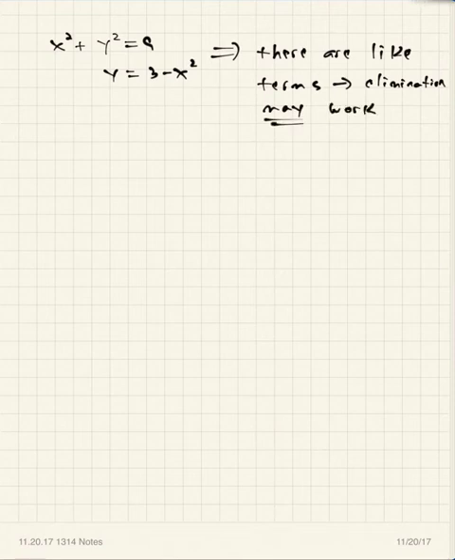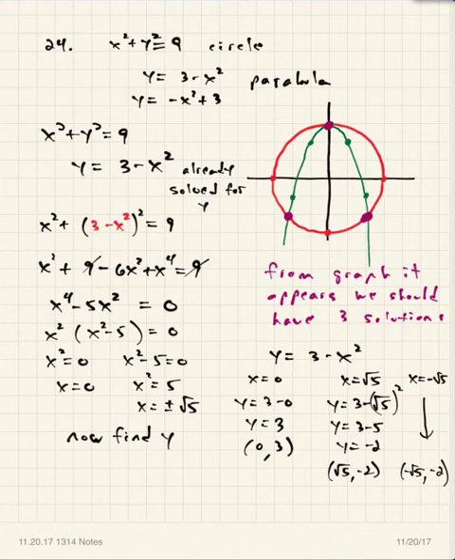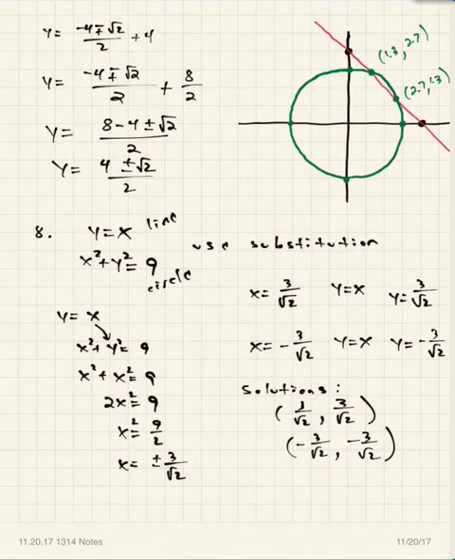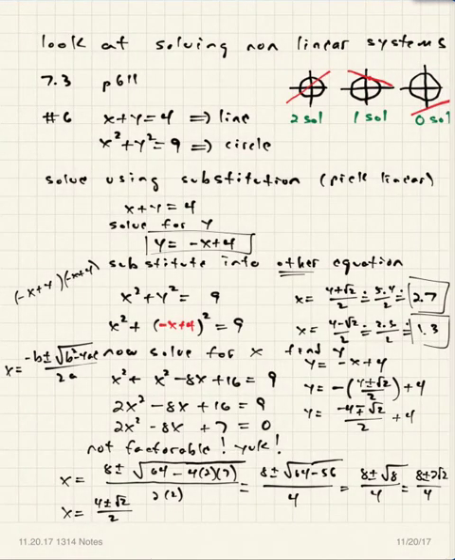Now, if you look back at the other systems that I looked at, like number 8, for example, there were no like terms in this system. There were no terms in both equations that were like terms. And so there's no way to eliminate a variable directly. So that's why we had to use substitution. Same with this system right here. No like terms in this system. Pretty much had to use substitution to solve this system.